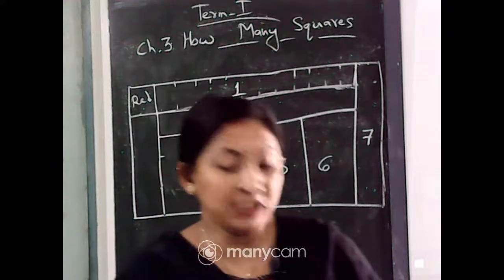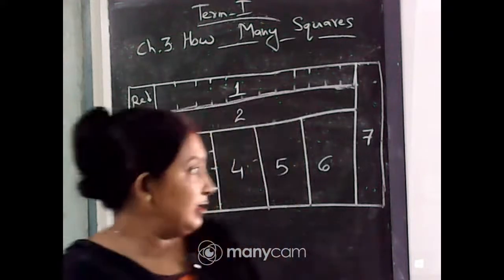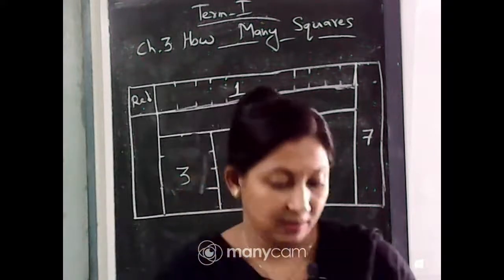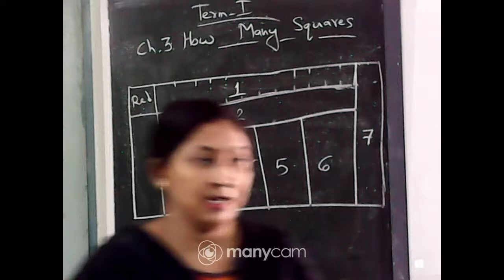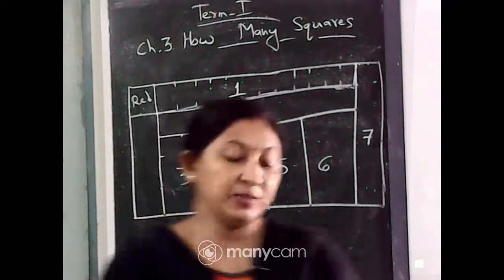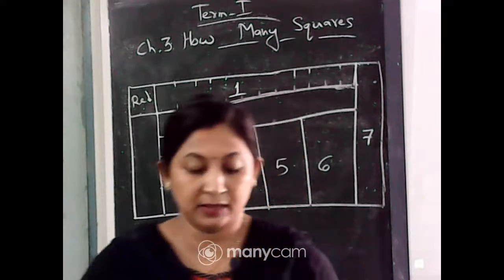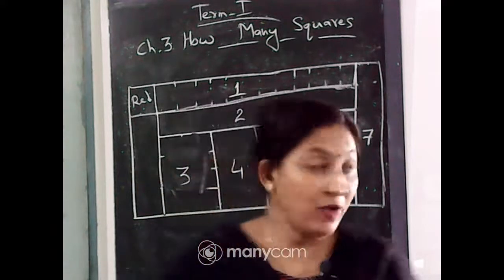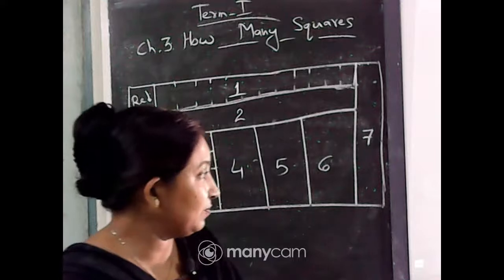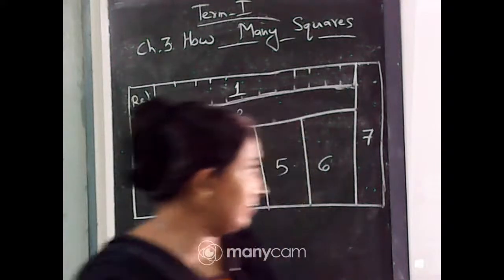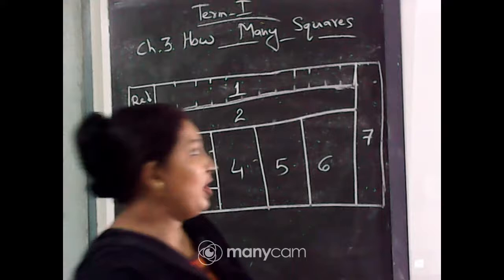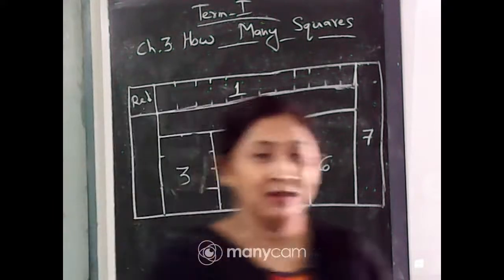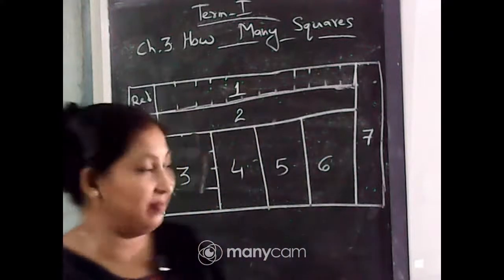Stamp C, how many squares does it have? Yes, very good, Srijan, you are very fast. It has 6 squares. Now, stamp D. How many squares for stamp D? Very good, Yuthin. Aditya, you are writing 12. It is 12 squares. It is only 12. Okay.